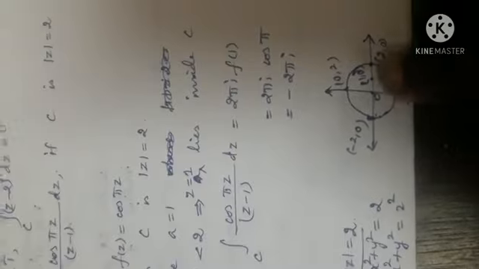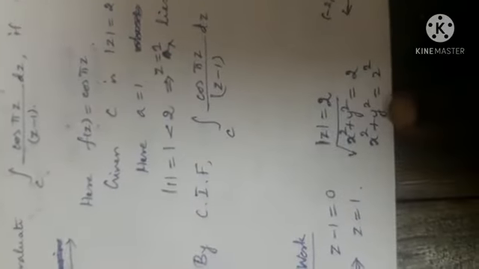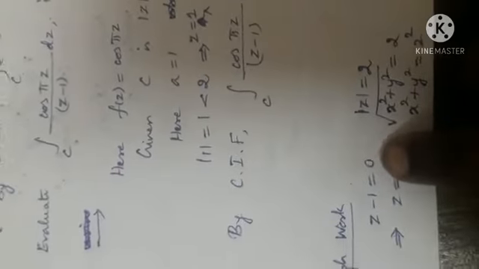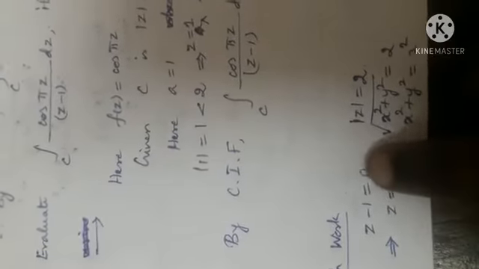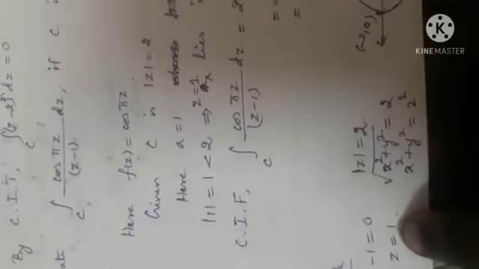Second method, the diagram method. What is the diagram method? You first draw mod z equal to 2, a circle with center. See, how will we identify the value of a? You should equate the denominator to 0. So z equal to a, a is 1. You have to check whether z equal to a lies inside the curve or not.